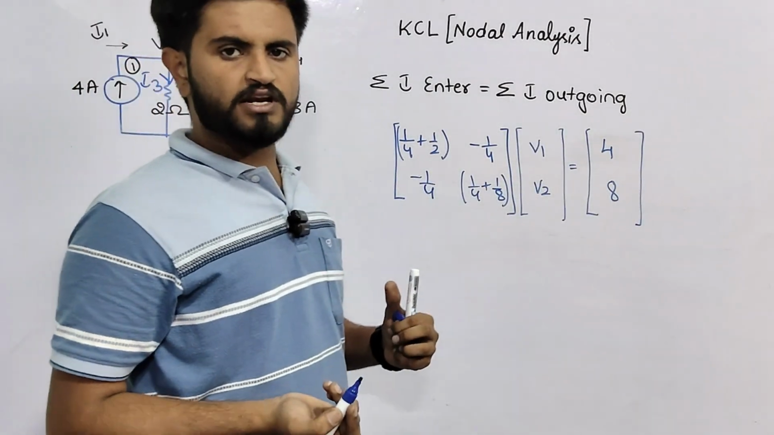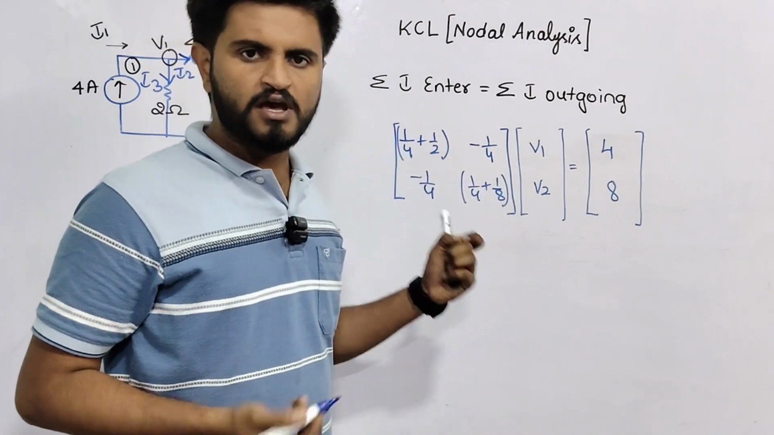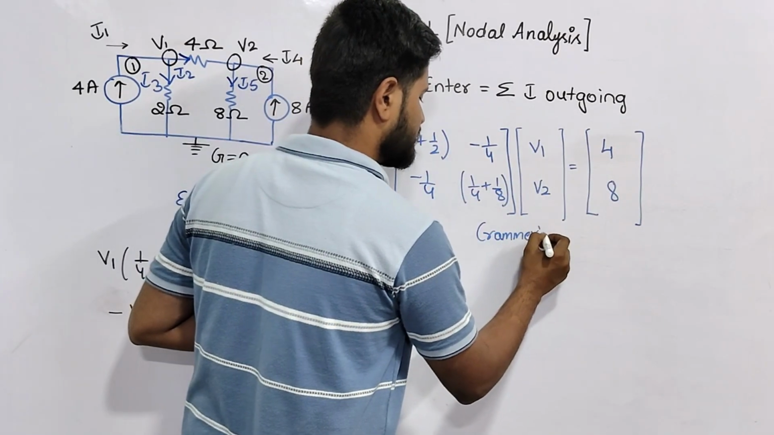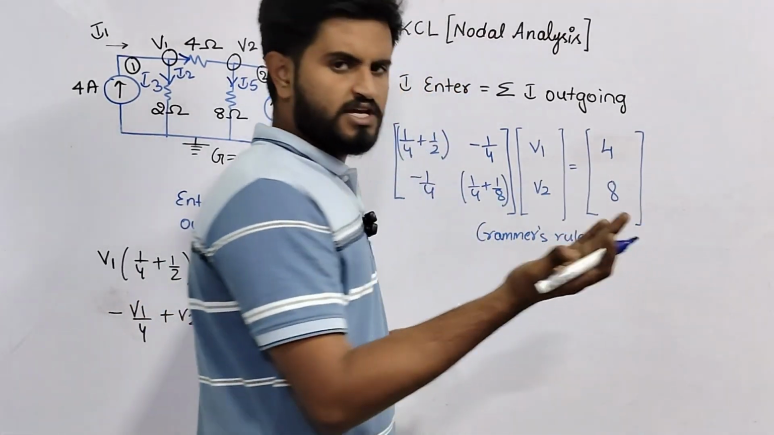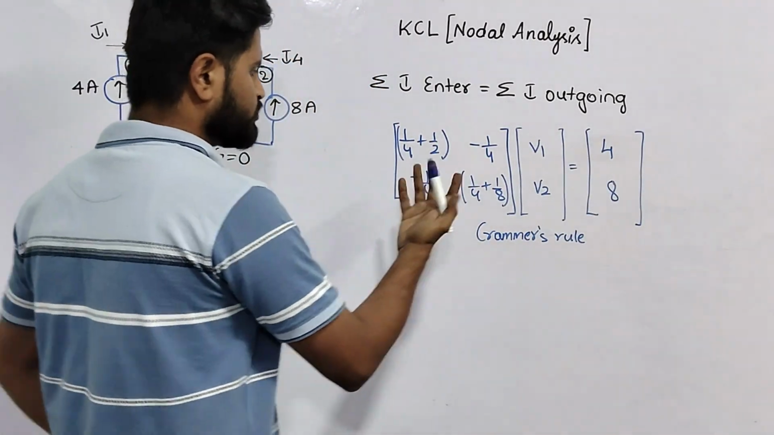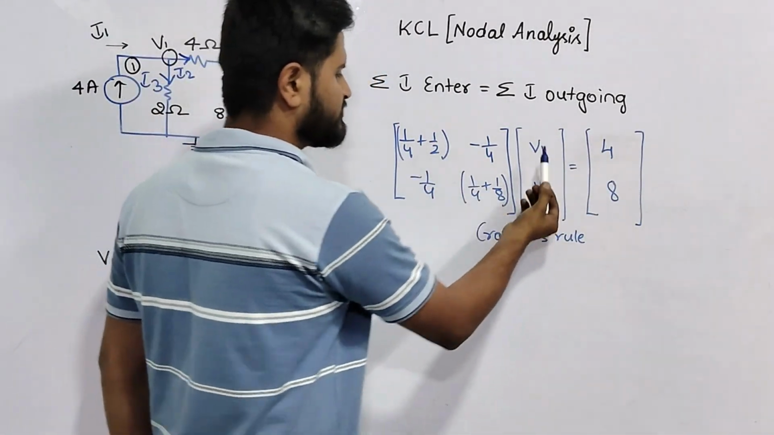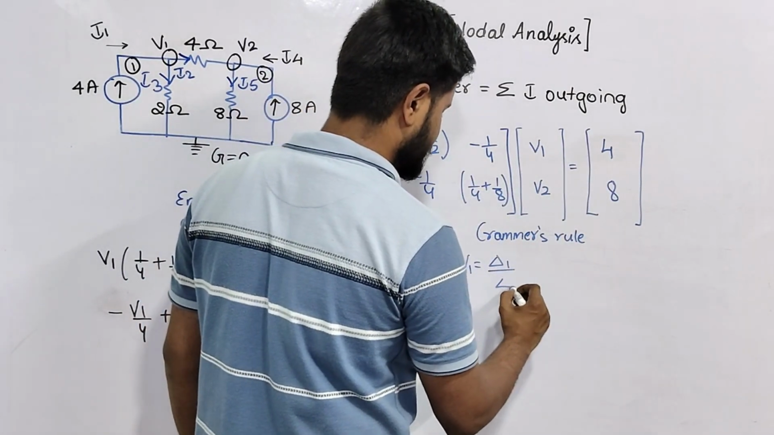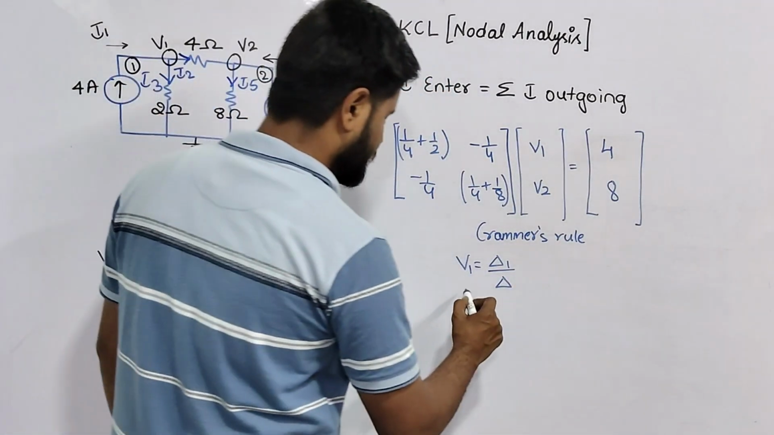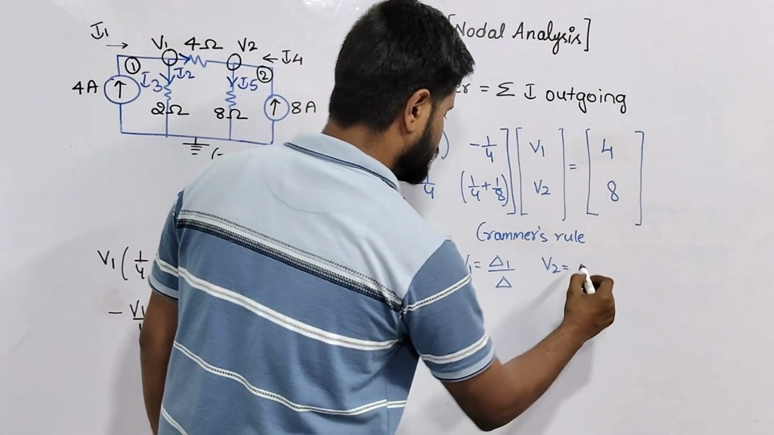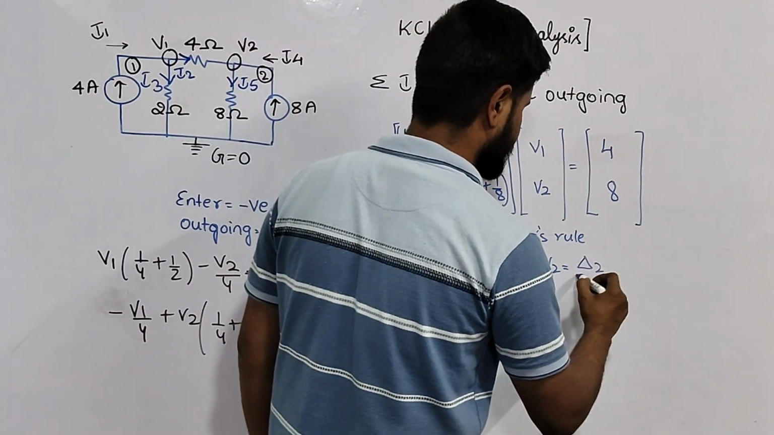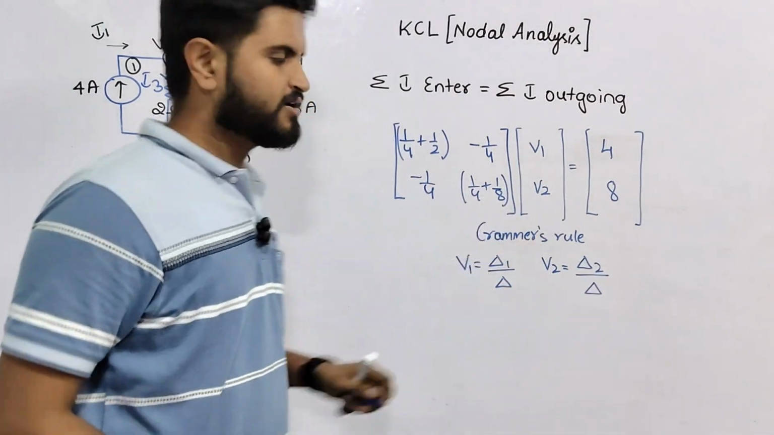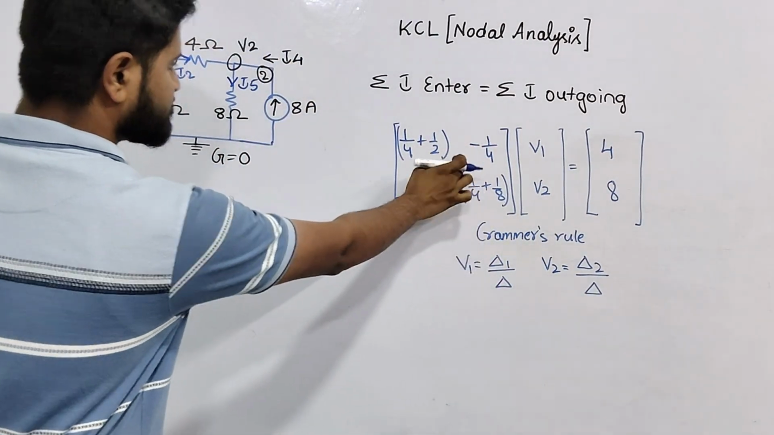So how to find the V1 and V2 values using the matrix format means we will be using Cramer's rule, or you can just use calculators to solve the problem. So how to use Cramer's rule: if I want the value of V1, V1 will be equal to delta 1 divided by delta. Next, V2 will be equal to delta 2 divided by delta. Here, first let's discuss what is delta.